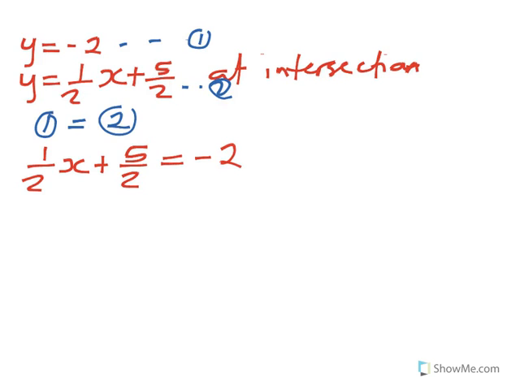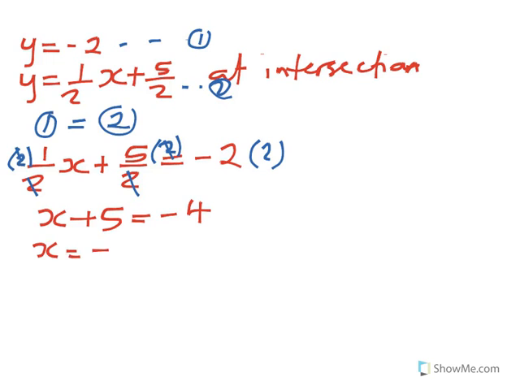So the next thing you have to do is to simplify. Multiply everything by 2. I think now you know how I do it. I multiply that by 2, I multiply that by 2. So what will I have? That will cancel and that will cancel. I'm going to have now x plus 5 is equal to -4. Then I transpose: x is equal to -4 minus 5. x is equal to negative 9.